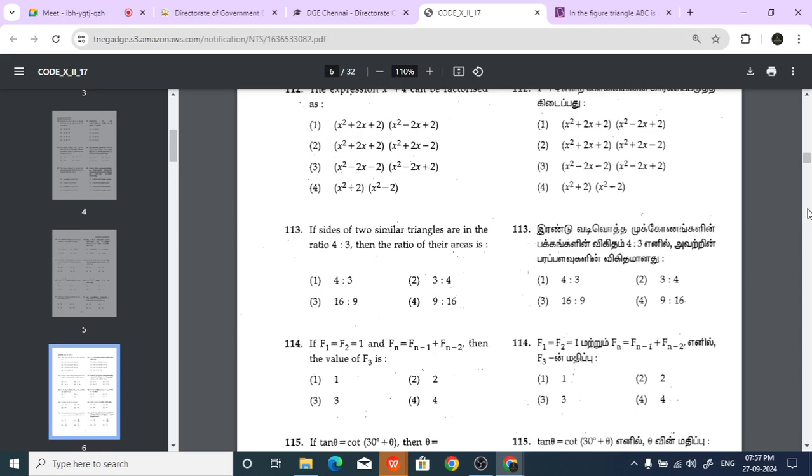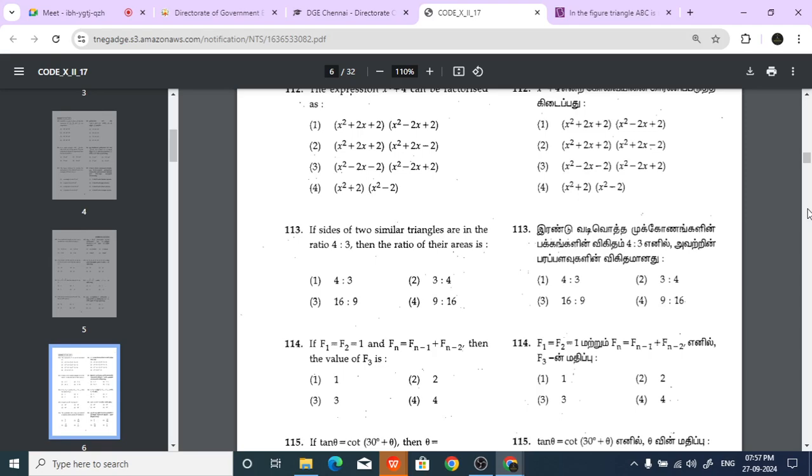What is the area of a triangle? What is the formula? Half into B into H. Agree with me? If it is a right angle triangle, half BH. Even if it is not a right angle triangle, half BH also is okay. So, if the sides are 4:3, area is side into side, that is side square. So, it has to be 16:9. The ratio of the areas of two similar triangles will be in the ratio of 16:9, that is square of 4 and square of 3.